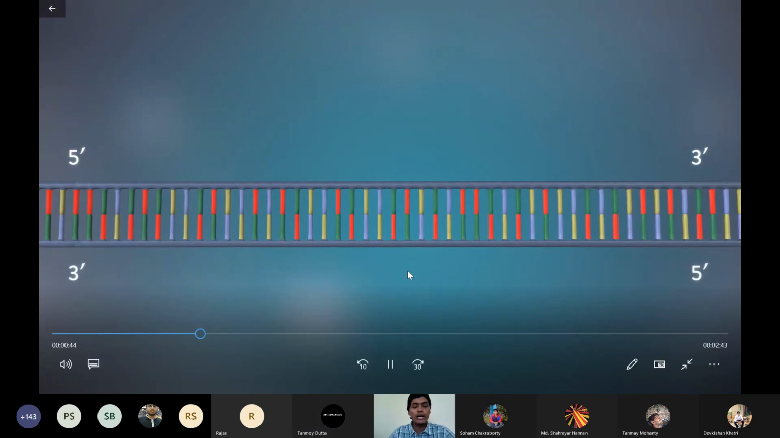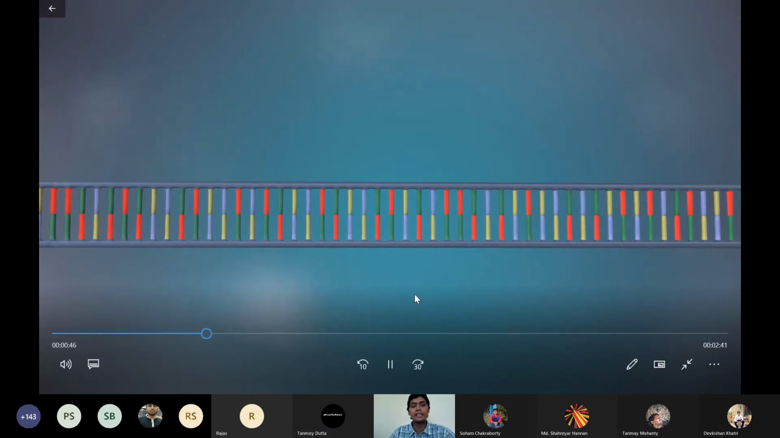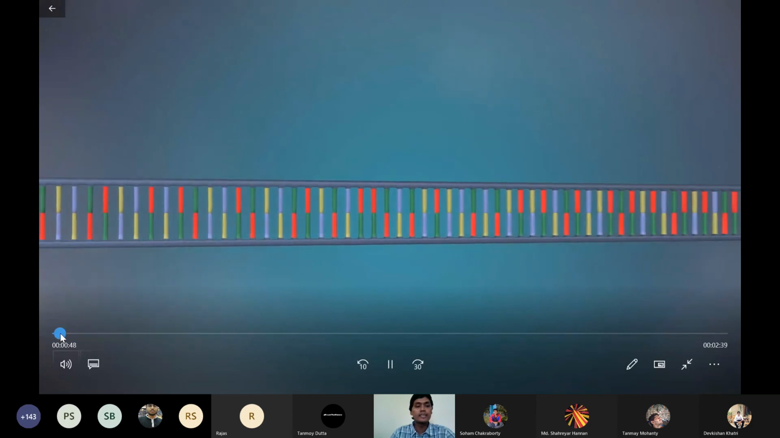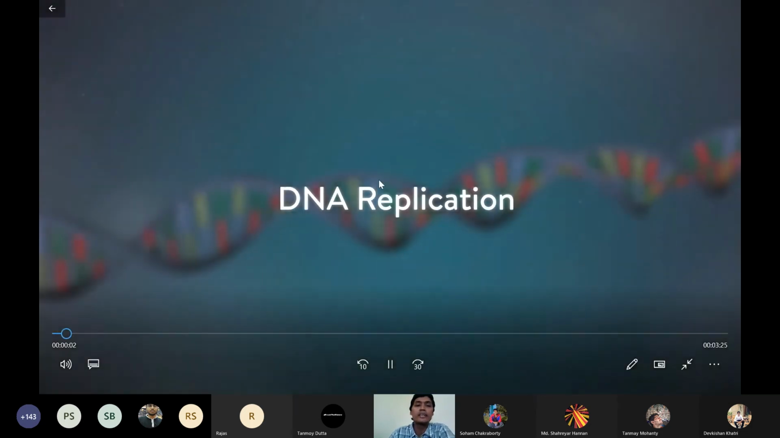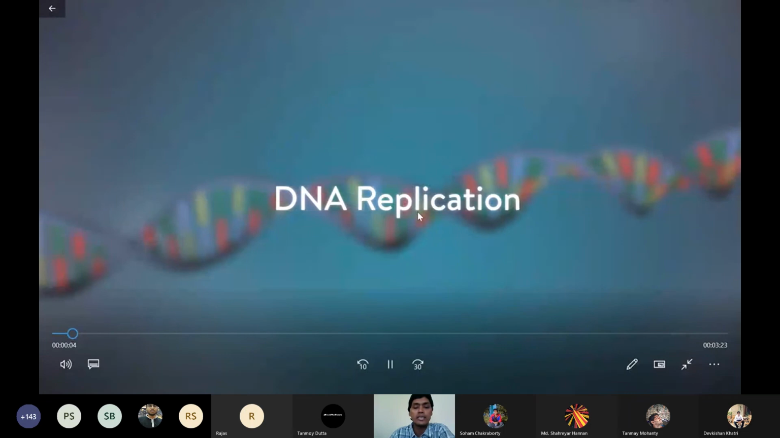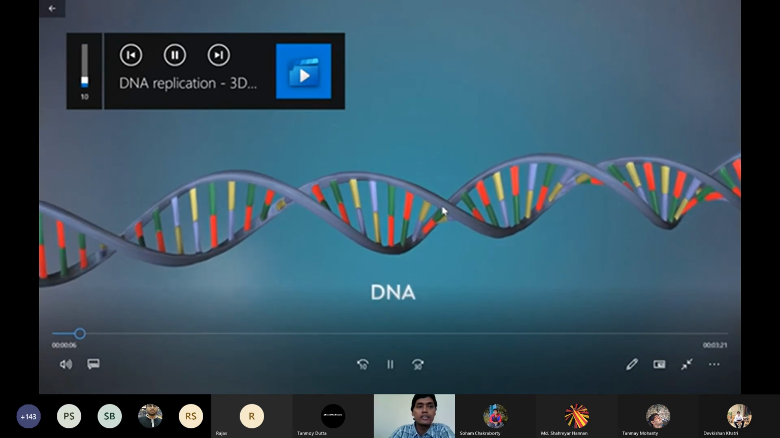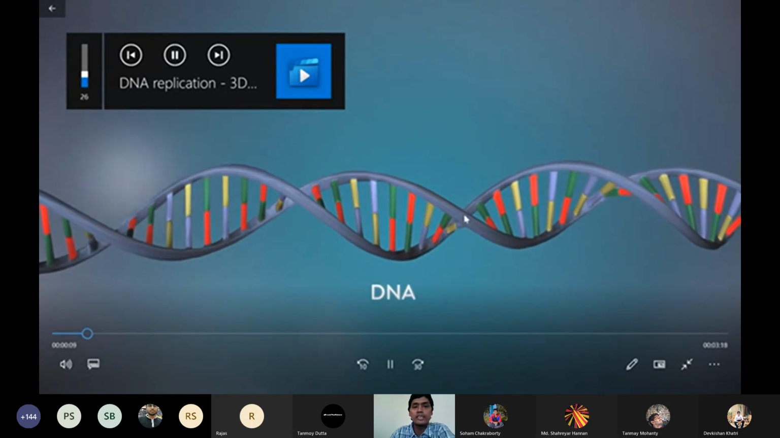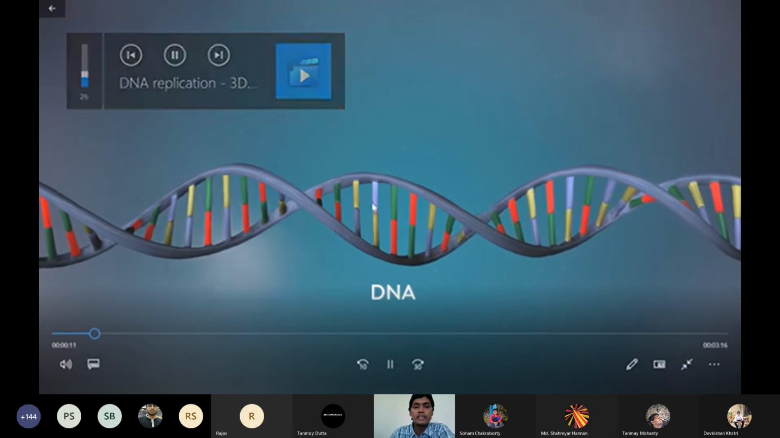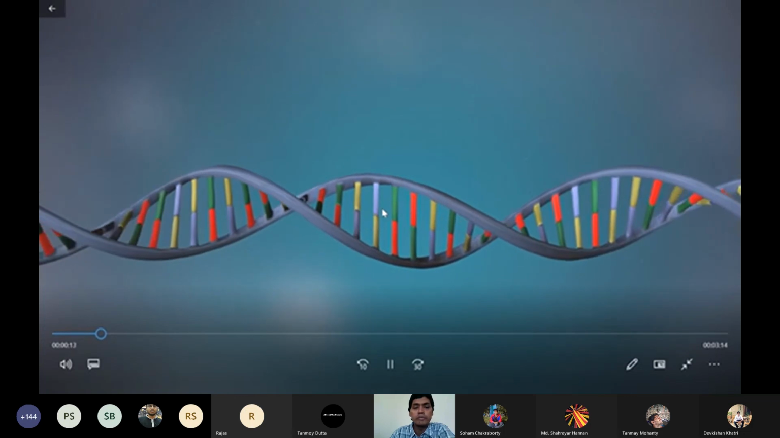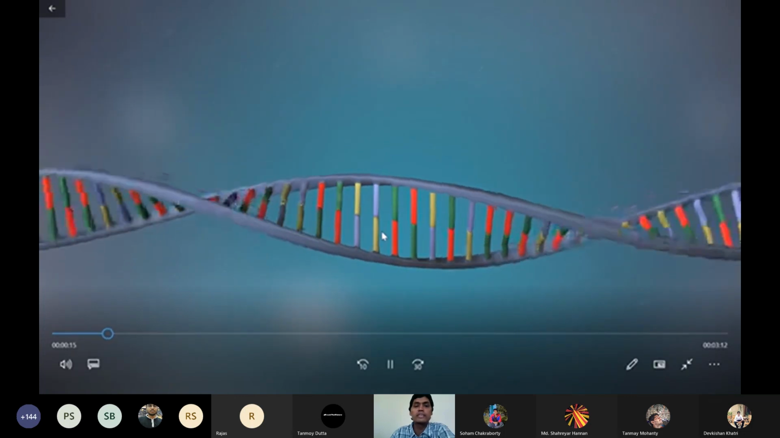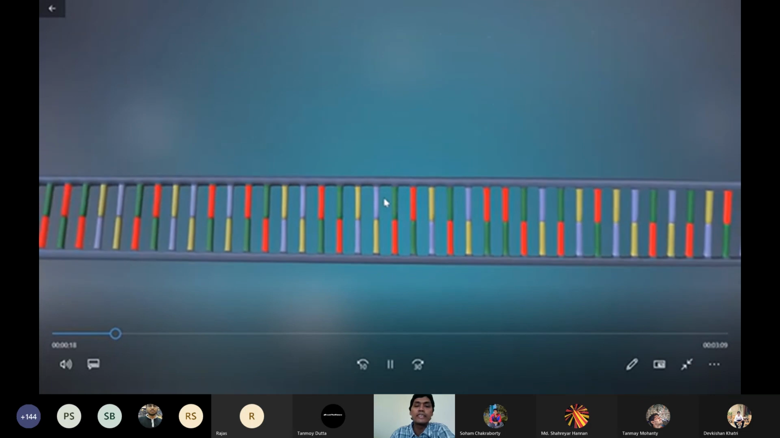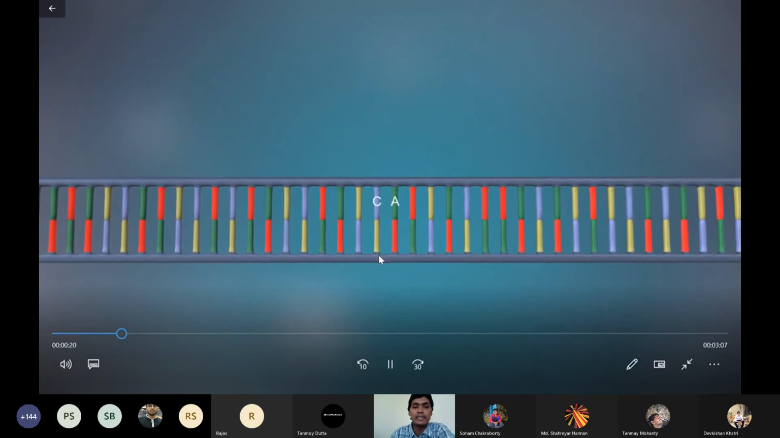So it's fine, I will narrate this. Here you can see that this is a double helical structure. You can see that structure here. Now this is the pairing, which means you have T and you have A in the other strand.